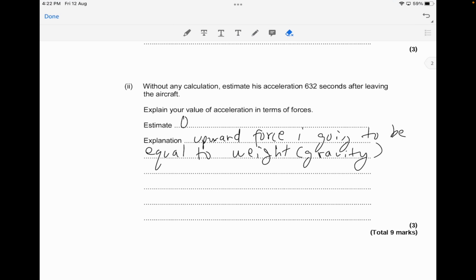So I'm just going to write this word nicely. All right, indirectly, and the resultant force, all right, the resultant force is going to be equivalent to 0. That's it. So that's going to be your answer for 3 marks. You're stating the value, you're stating the reason, and you're stating the resultant force of this specific thing. Alright, let's move on to the next question.